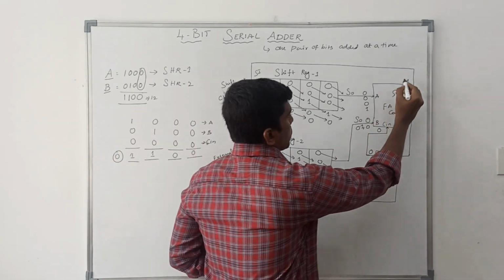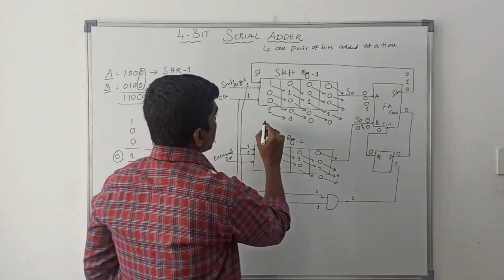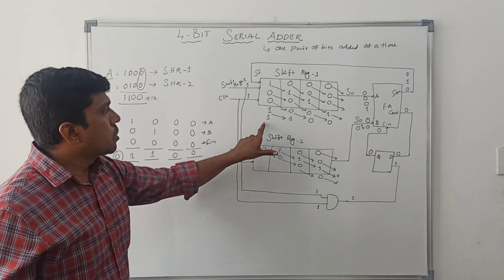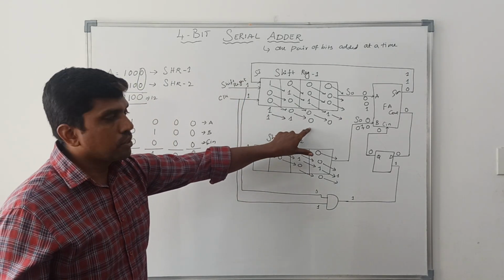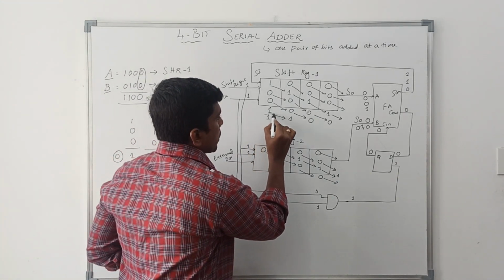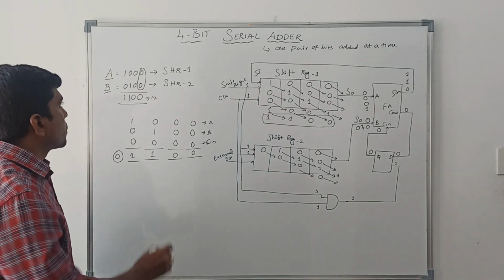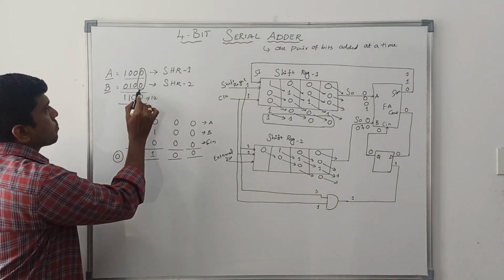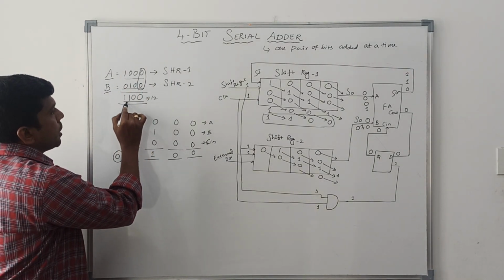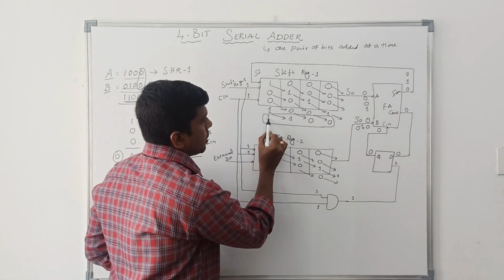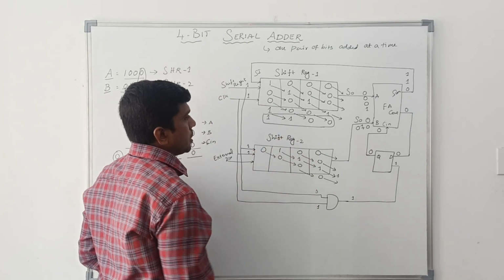So now sum value is 1. So this 1 is given to the feedback of shift register 1. So now the result is 1, 1, 0, 0. So 1, 1, 0, 0 is stored in shift register 1. So A value is 8, B value is 4. After adding these two values, we will get the result 1, 1, 0, 0. So here also we get the same result 1, 1, 0, 0.